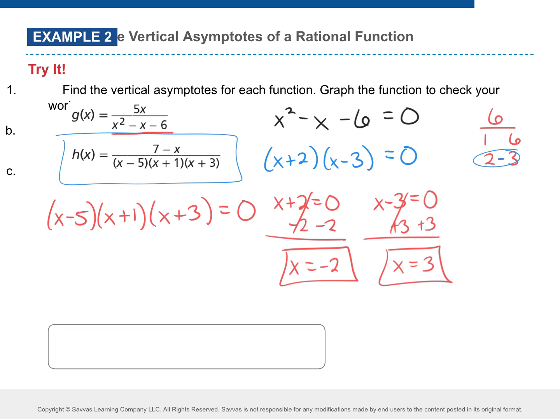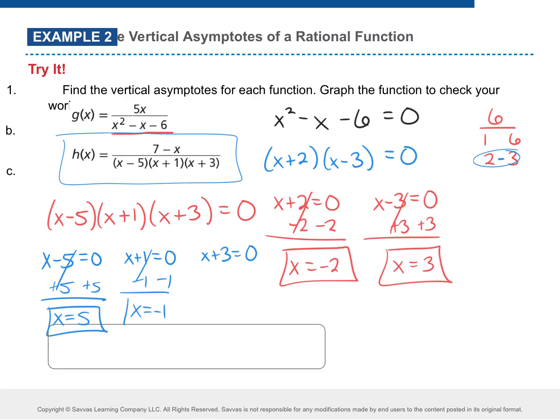So how do I solve from here? What do I do with each one? Set it equal to 0. Set it equal to 0 separately. So I have x minus 5 equals 0, x plus 1 equals 0, x plus 3 equals 0. So I solve all of them separately. So I get x equals 5, x equals negative 1, and x equals negative 3. Again, those are our vertical asymptotes.